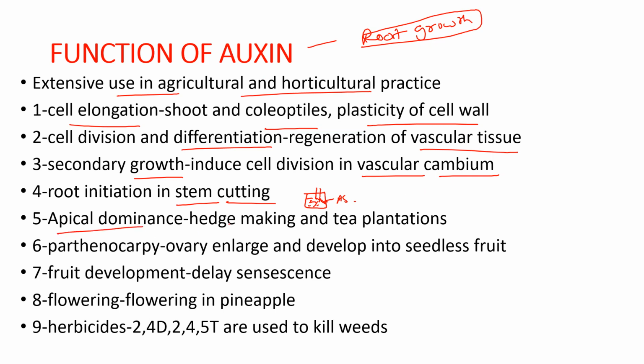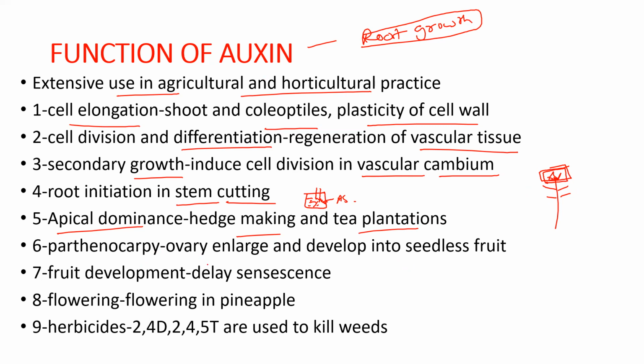It shows apical dominance. Apical dominance means the tip at the top of the stem inhibits the growth of lateral leaves and lateral buds. So cut the tip and the lateral buds and branches will grow. So it is used in hedge making and tea plantations. What they do is prune the tip of the plant so the lateral buds can grow.